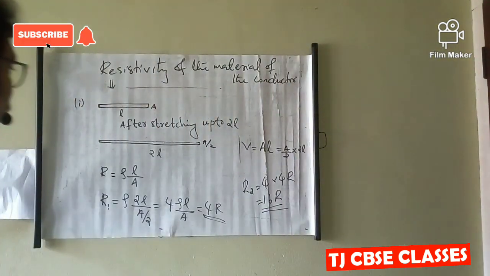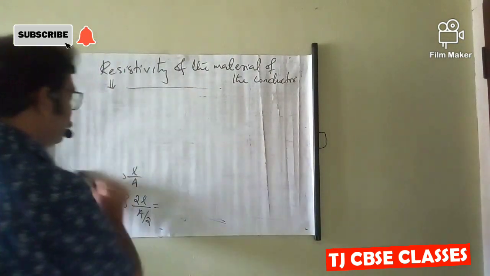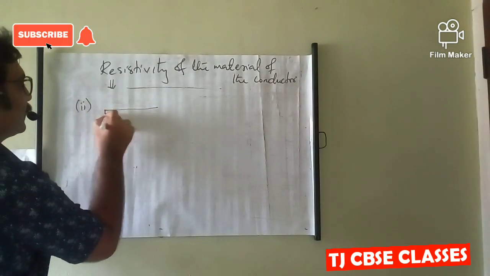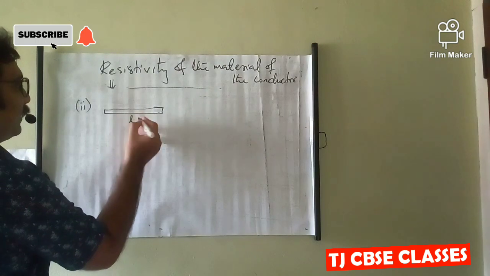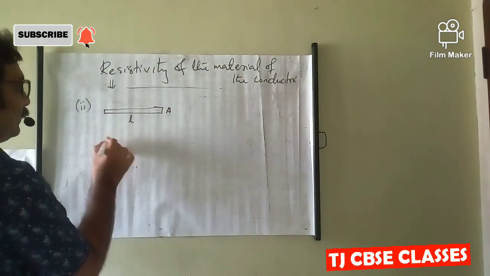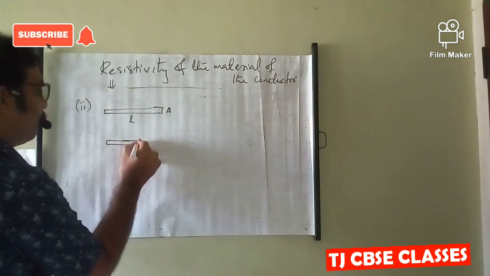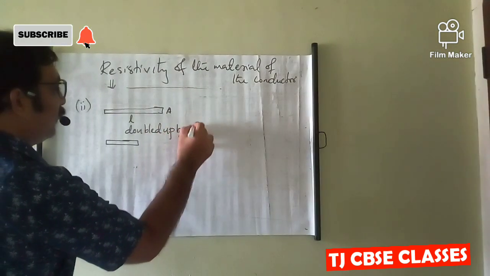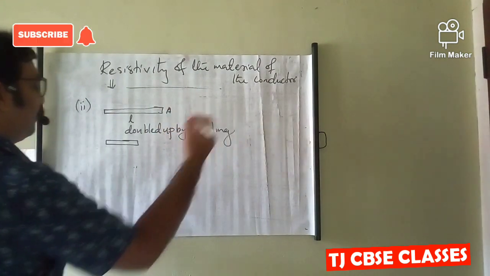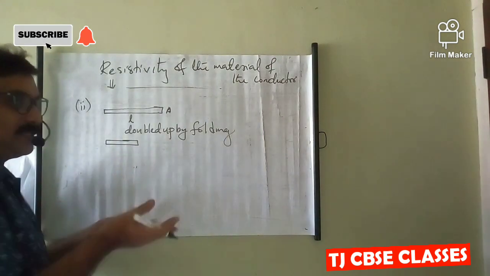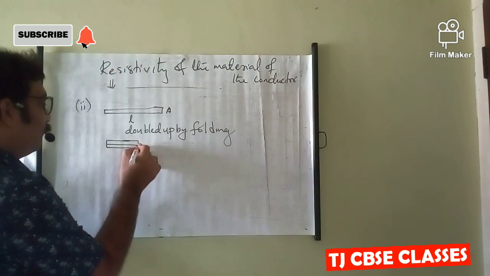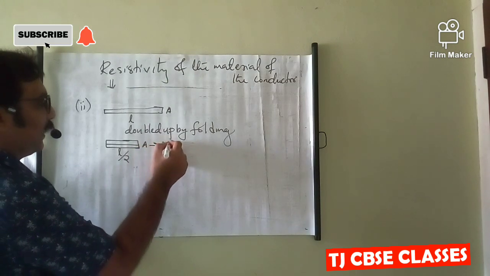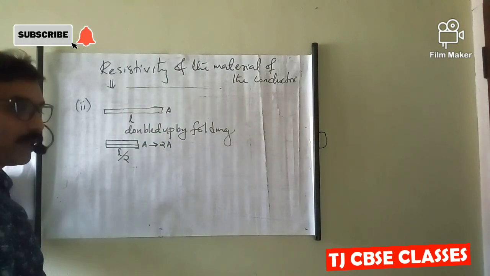Okay, one more problem is there. The second problem. It's a resistance wire with length L and area A. Then it is doubled up by folding. Doubled up by folding means just folding. What happens to the length? Length becomes half and the area becomes 2A, because there is no change in volume.